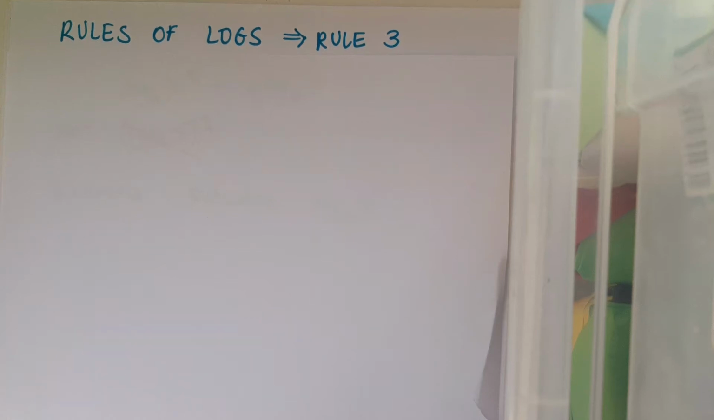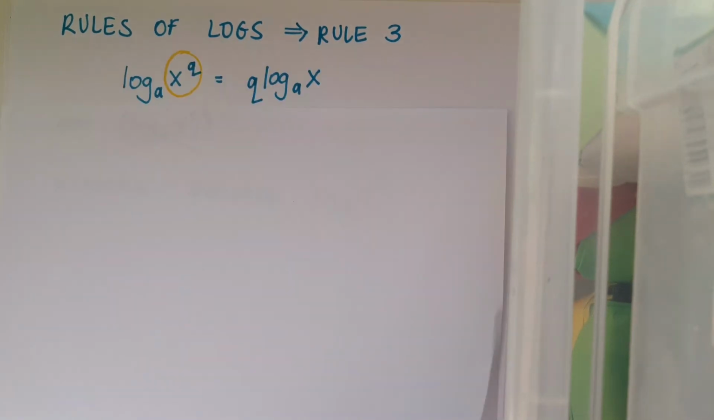This is a short video on the rules of logs with a focus on Rule 3. Rule 3 states that if I have log to the base a of x to the power of q, I can bring the q in front and write it as q times log to the base a of x. It's important that the q is a power on the x part of the term.